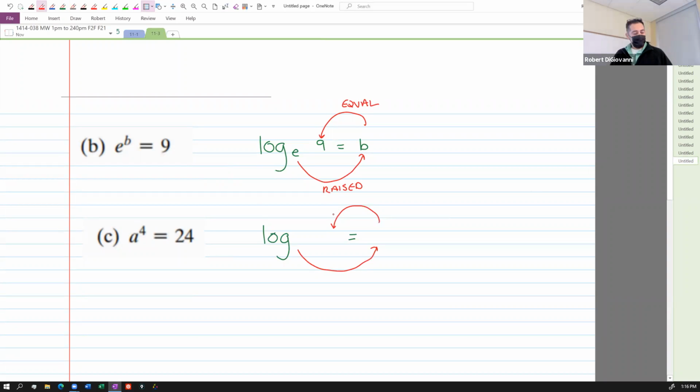So the base, A. What goes here? Not the other side of the equation. What goes here? 24. Yep, 24. And then the other side of the equation is the 4.